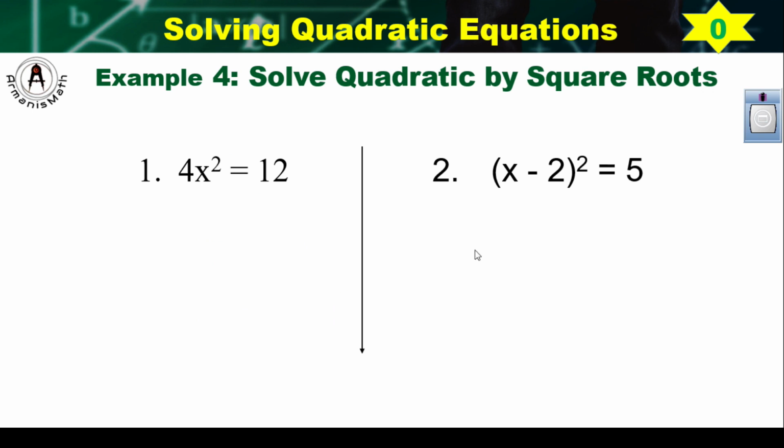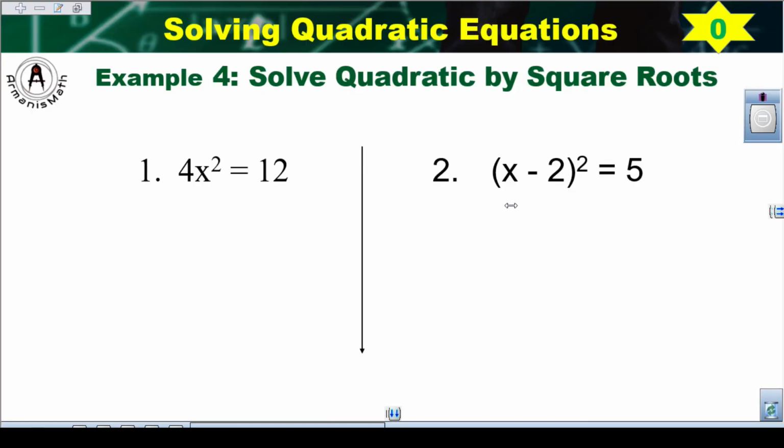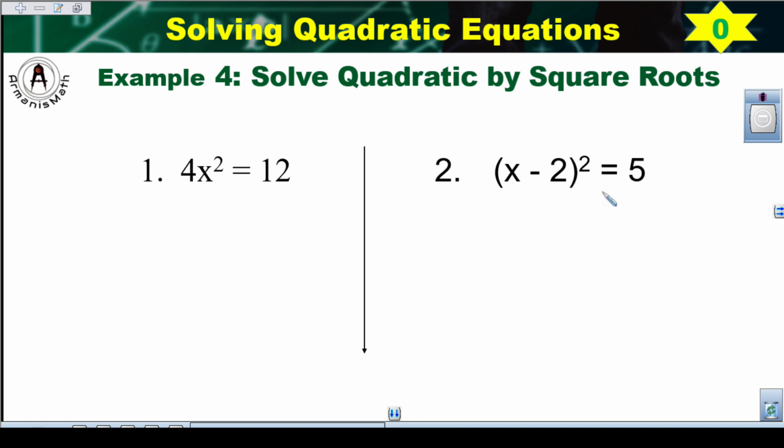Okay, the second one here. This one says I have x minus 2 squared equals 5. And if you recall, you have the ability to take the square root of both sides here. So I'm going to take the square root of this, and the square root of that. If you take the square root of something being squared, you end up with just what's under it, meaning x minus 2 equals plus and minus the square root of 5.